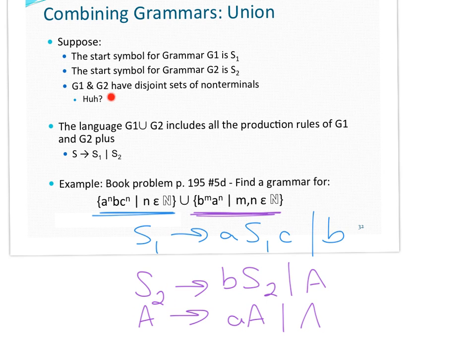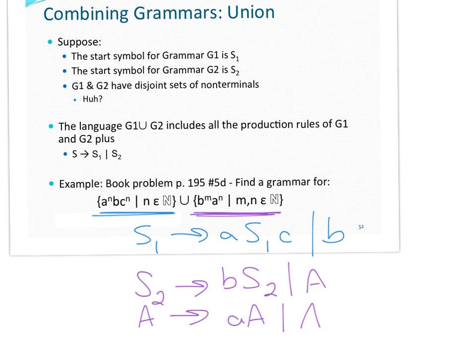And G1 and G2 have disjoint sets of non-terminals. That means that all of the non-terminals in this first grammar do not appear in the second one, and vice versa. So the only non-terminal in the first grammar is S1. The non-terminals in here are S2 and A, and neither of them appear there, so we're good.